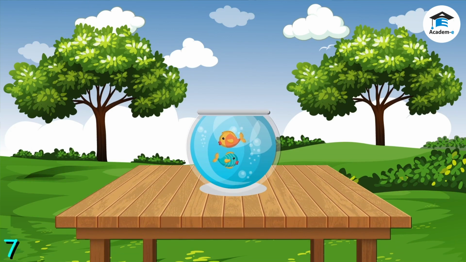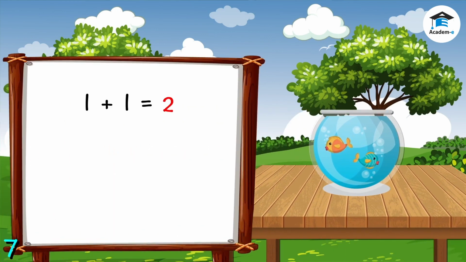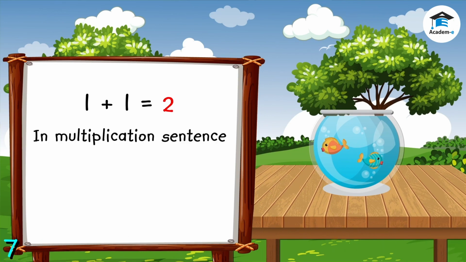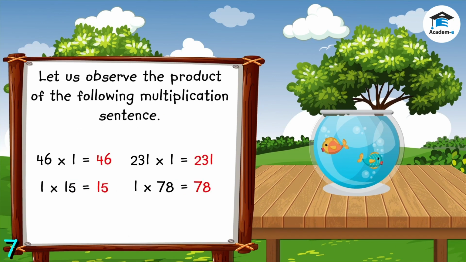How many fishes are there in all? One plus 1 equals 2. In multiplication sentence, we write 2 times 1 equals 2. Let us observe the product of the following multiplication sentences. We can say that if we multiply 1 by a number, the product is always equal to the number itself. This is called the identity property.